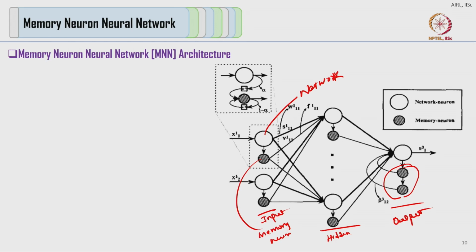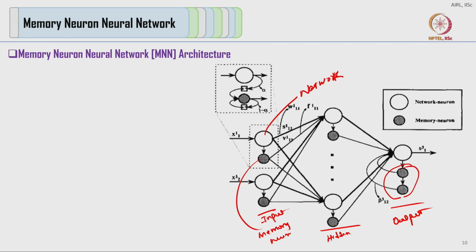If you notice in the input layer, the memory neurons send the output to the next layer. There are no feedback connections between the memory neuron and the network neuron. Whereas if you look at the output layer, the memory neurons feed back to the network neuron. So, that is an observation you should have.